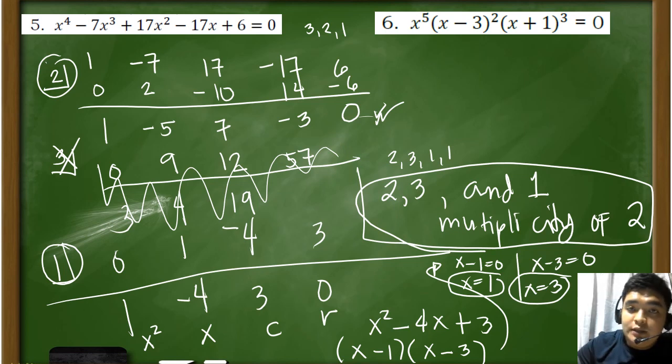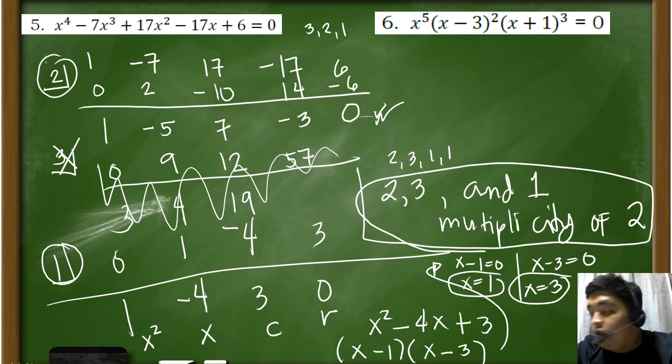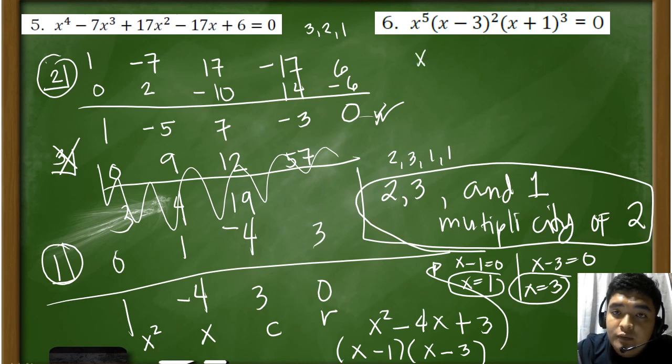Okay, let's answer number 6. For number 6, x to the power of 5. So x to the power of 5, that means 0. Now, we have two factors of x minus 3. So our x here is 5, so 5 times 0. Then for x minus 3, it is squared.